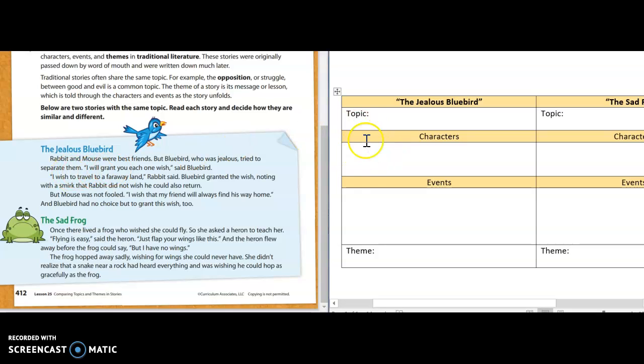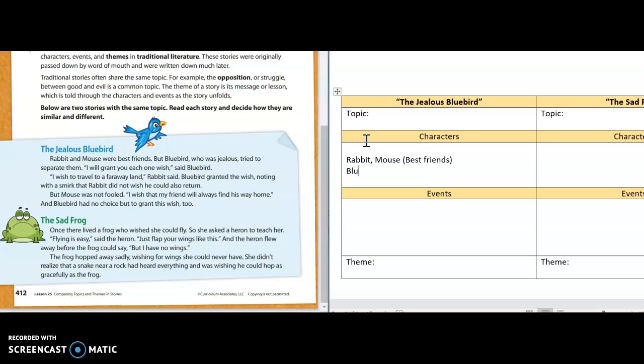Right away, I can see some characters that I have are Rabbit, Mouse, and I might even put here, they are best friends. And then I also have Bluebird. And if I want to put a little note here, he's jealous, probably jealous of their friendship.